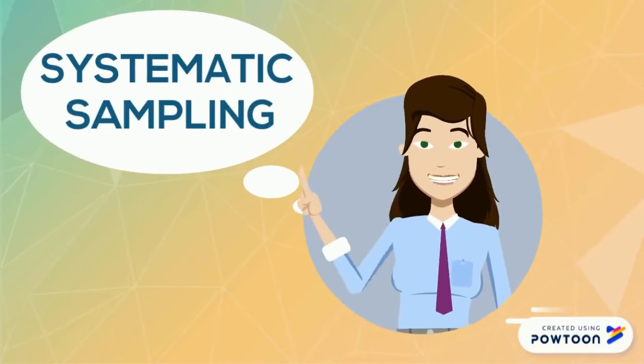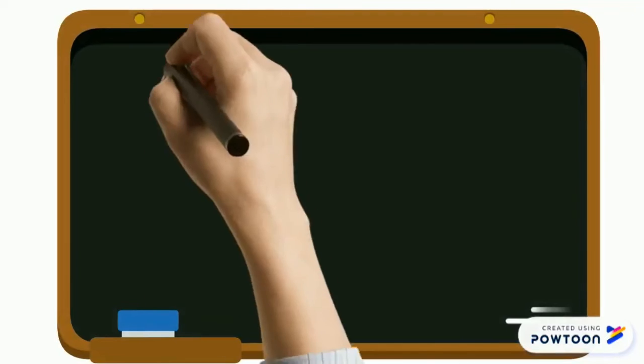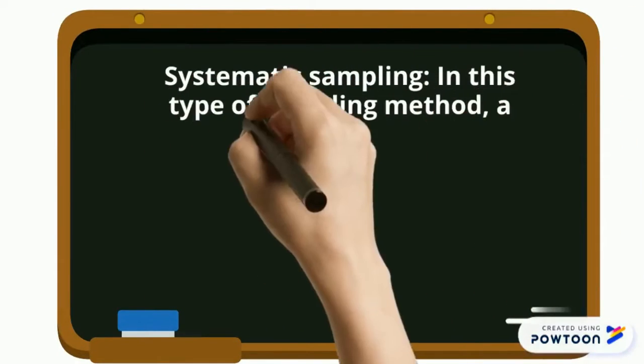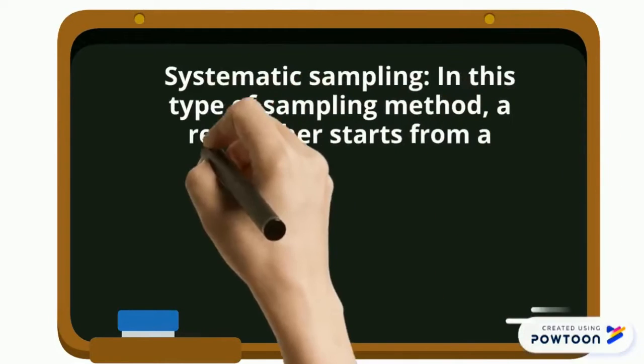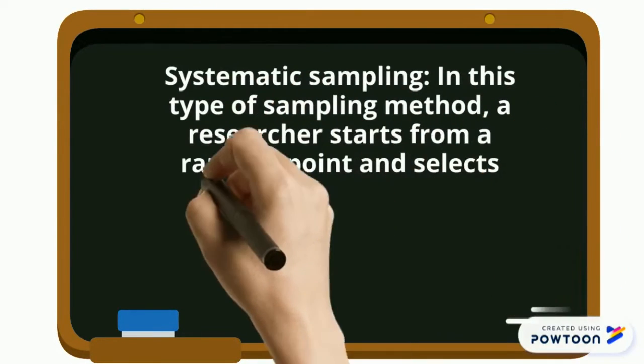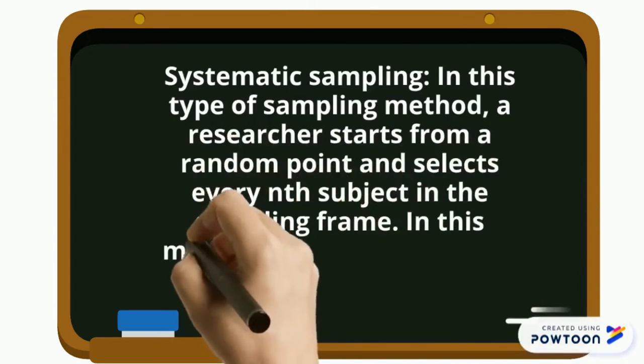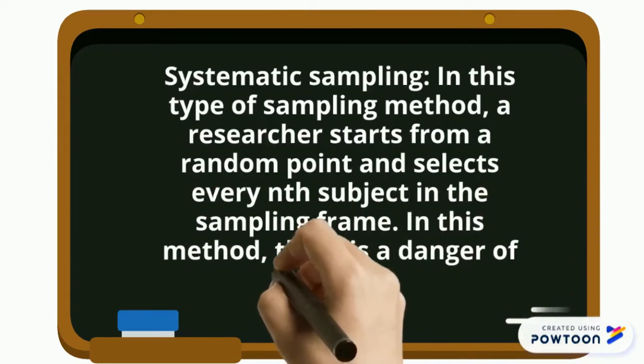Systematic sampling. In this type of sampling method, a researcher starts from a random point and selects every nth subject in the sampling frame. In this method, there is a danger of order bias.